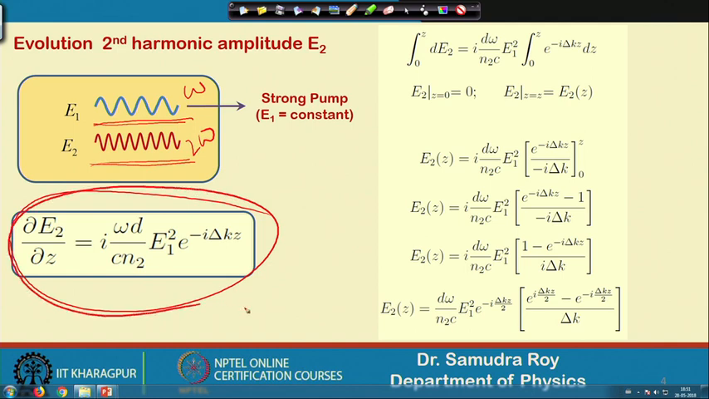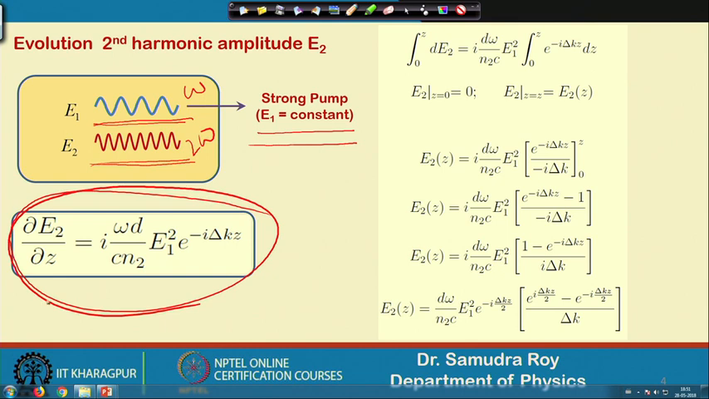Now, since E1 is a strong pump, I can consider E1 as a constant. That is a very important approximation here. This is not a very physical approximation, but for the time being we can consider that E1 is a constant. For the strong pump, we consider E1 constant and try to find out the value of E2, or what is the functional form of E2.